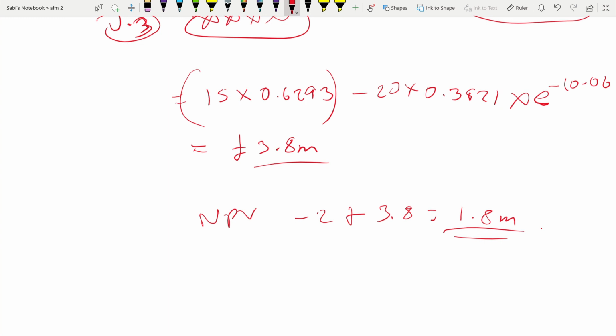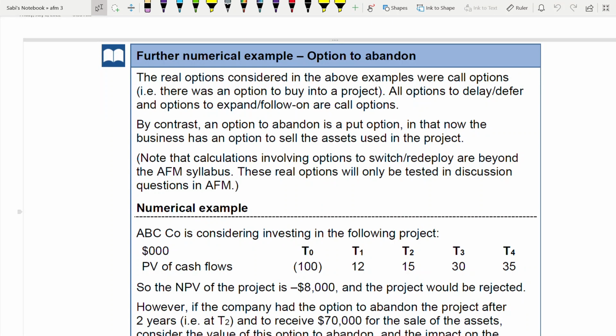Now, this was a call option, valued option to expand. Now we are going to go through a second type of example, option to abandon. That is a put option. We'll see how that will look like. Now we are going to go through another question where this time it's a put option, option to abandon.